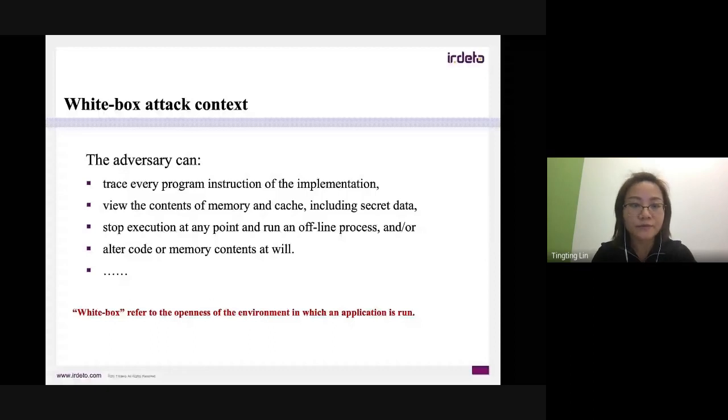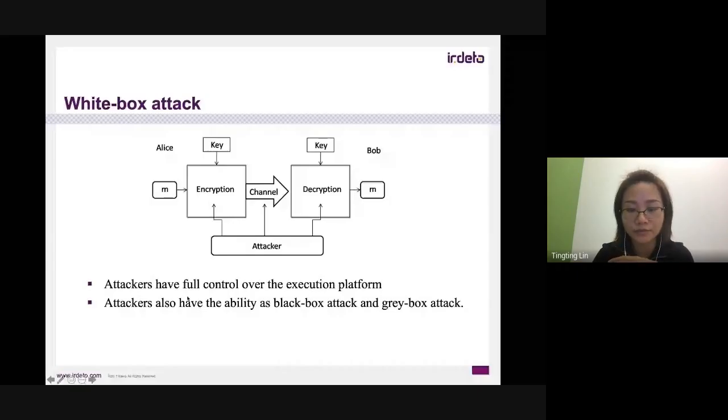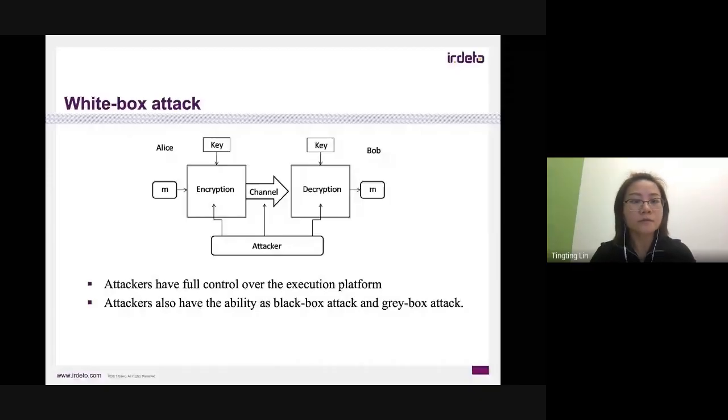So this is a picture for the white box attack. Attackers have full control over the execution platform, and the white box attackers also have the ability of the black box attack and gray box attack. What is white box cryptography? White box cryptography protects cryptographic secrets against an attacker with full access to the implementation.